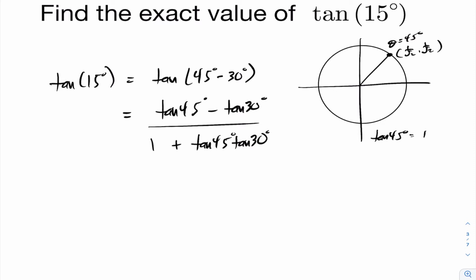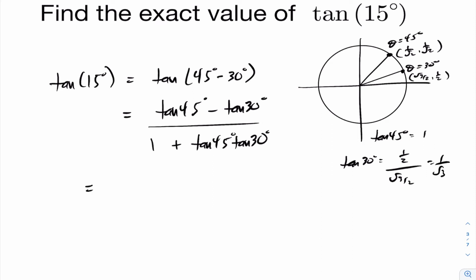And if we look at a measure of 30 degrees, so let's say we're over here, you'll see that the point on 30 degrees is root 3 over 2, 1/2, and you'll notice that the tan of 30 degrees is going to be equal to 1/2 over root 3 over 2, and that ends up being 1 over root 3.